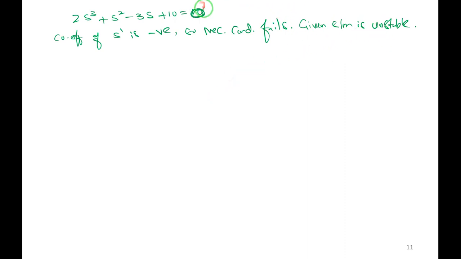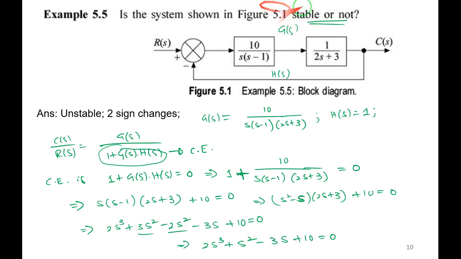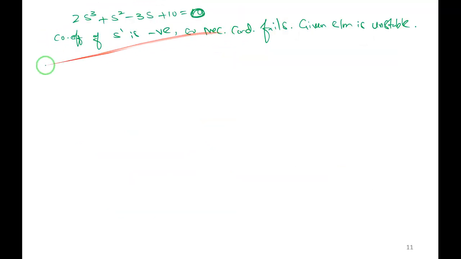But if it is asked how many roots are lying in the right half of the S plane, let me add this to the question: how many roots are lying in the right half of the S plane? So we will form the Routh array, or Routh table. Then I will change the ink color. S cube, S square, S power 1, S power 0, all the powers of S I have taken.